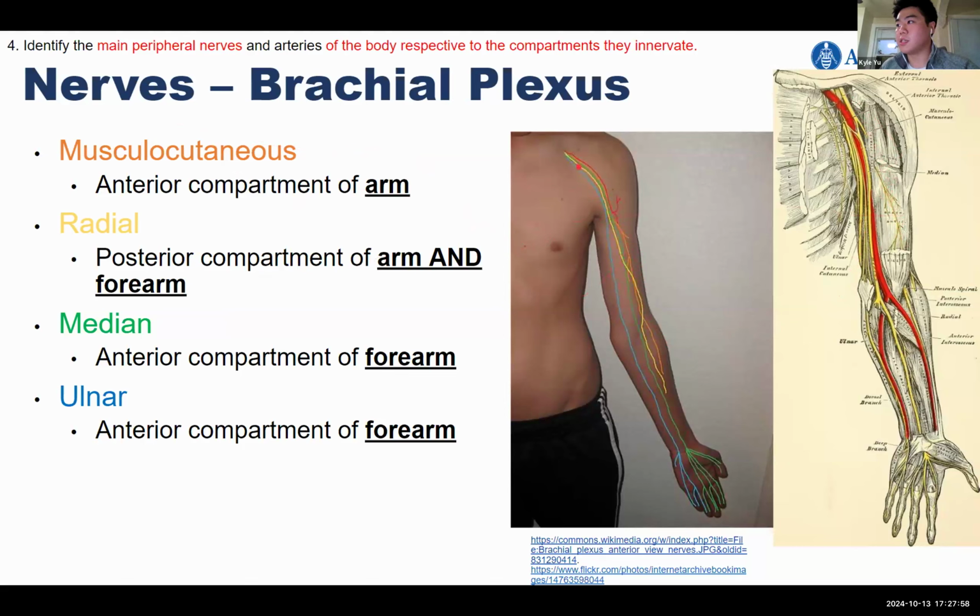The radial nerve, which is in yellow, is going to supply both the posterior compartment of the arm and the forearm. You can't see it in this photo, but because it's in the posterior view, it's going to go kind of behind. And then the median and ulnar nerves, median in green and ulnar in blue, they're going to supply the anterior compartment of the forearm, and they're also going to have some contributions into the hand as well. So the median nerve goes right here, and then the ulnar goes like there.